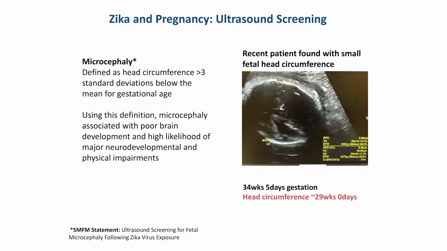So microcephaly, we said more than 3 standard deviations below the mean. If you use 3 standard deviations below the mean, that's significant. You can clearly counsel the patient that they're at risk for brain impairment, that brain development is impaired, that they have a high likelihood of neurodevelopmental impairment, physical impairments. If you use 2 standard deviations below the mean, some of those patients will actually do very well, so you have to be careful if you counsel those patients. But if we use 3 standard deviations below the mean, that's clearly a high risk for these complications.